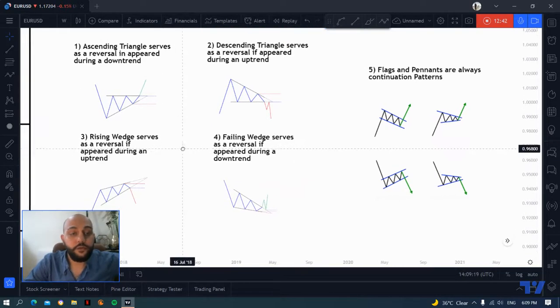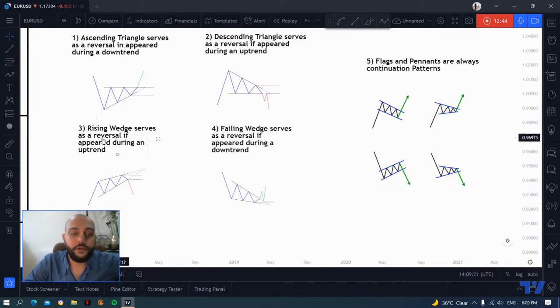The third one is rising wedges, which serve as a reversal when they appear during an uptrend. Notice here: ascending triangle in a downtrend, descending triangle in an uptrend, but a rising wedge in an uptrend is basically a reversal. Notice how the market is going up and it's trading in this wedge formation. As soon as it broke, the market is going to drop down. This red line represents the stop loss, and here is where you take your profit, depending on your win to lose ratio.